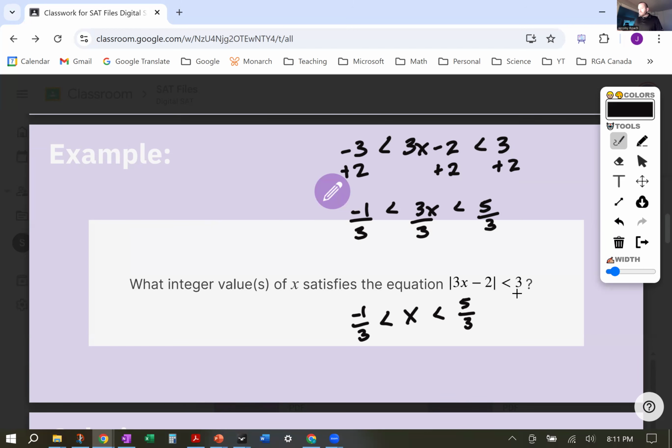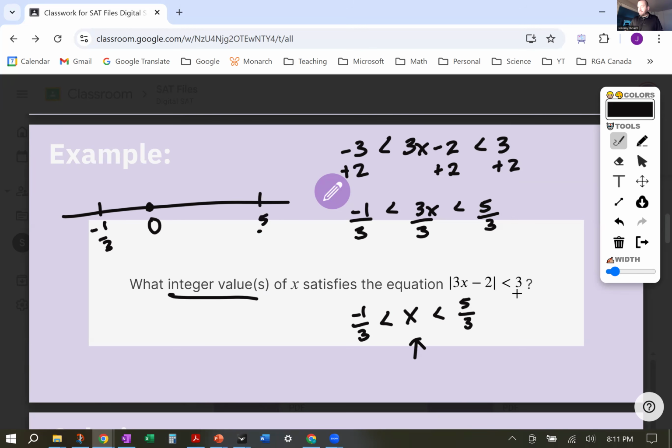So we have 2 different answers for this. Now we have to find what integer values make this true. So -1/3 is not an integer, it's just a number. If we think about our counting numbers on our number line, we have -1/3 here. But that's not a whole number. The next number up would be 0. And then 5/3 is over here.